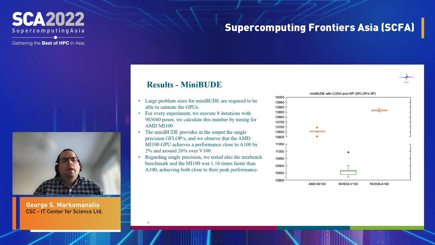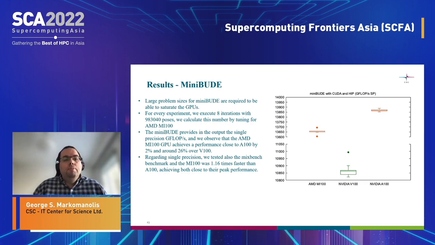Now, the results for miniBUDE. When I started this benchmark, the MI100 was 2 times or 3 times slower than the V100, and I was like, why? And I started digging more, and we didn't have enough poses, the poses weren't enough to stress the MI100, so I started tuning which poses is the best, because we wanted to use the same workload. So this also stressed the NVIDIA GPUs with a small variation, 1 to 2%.